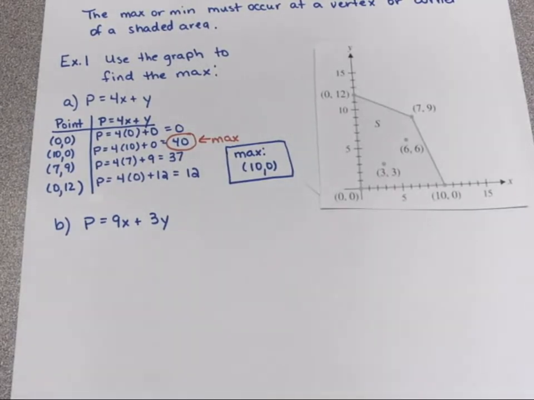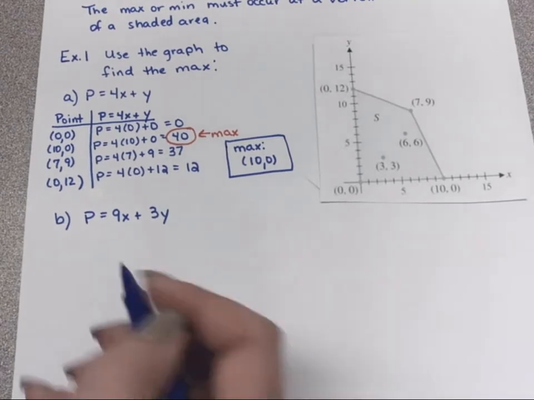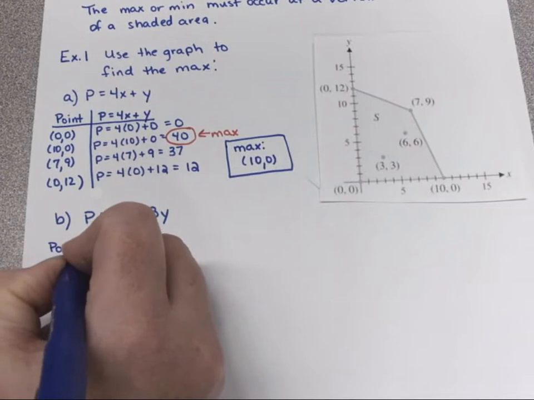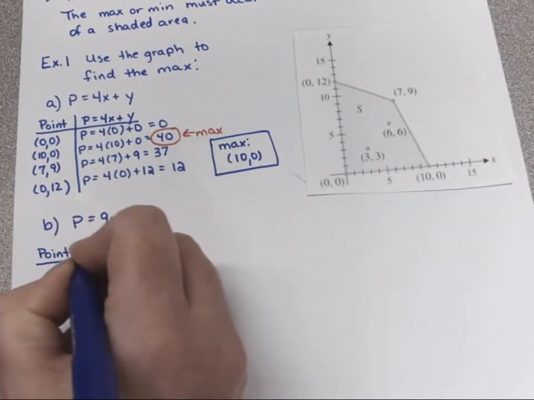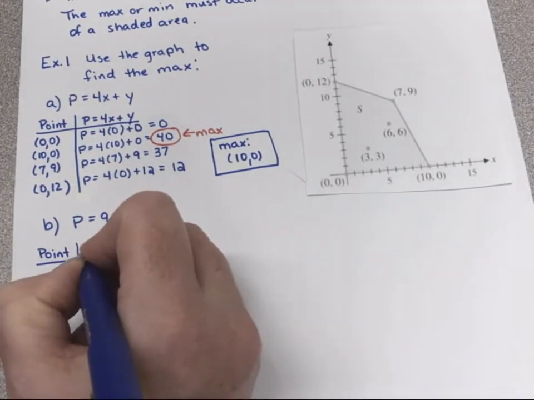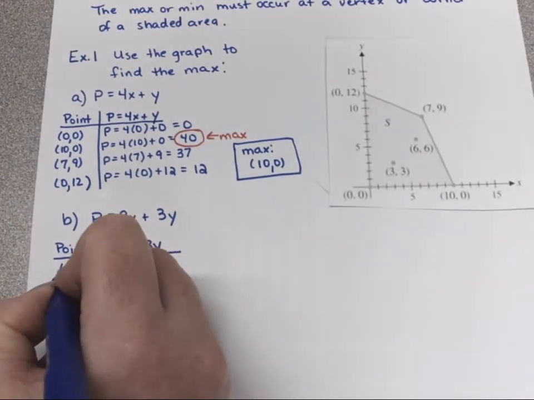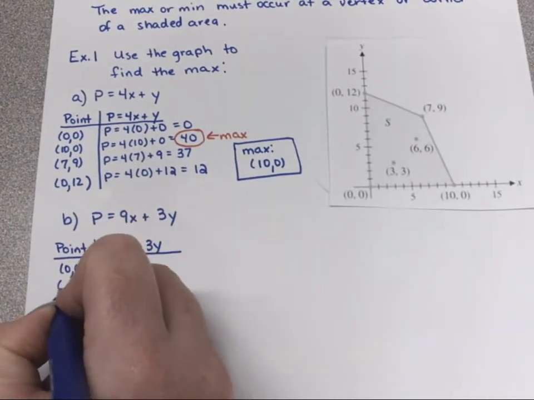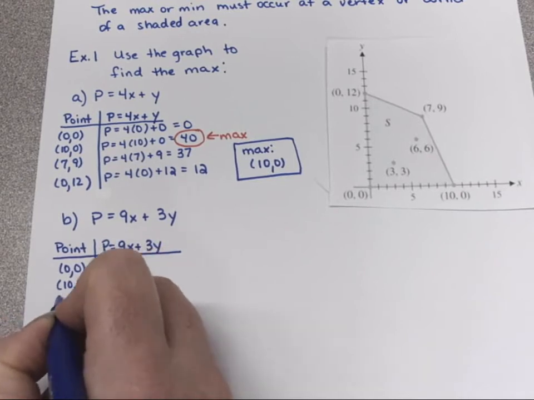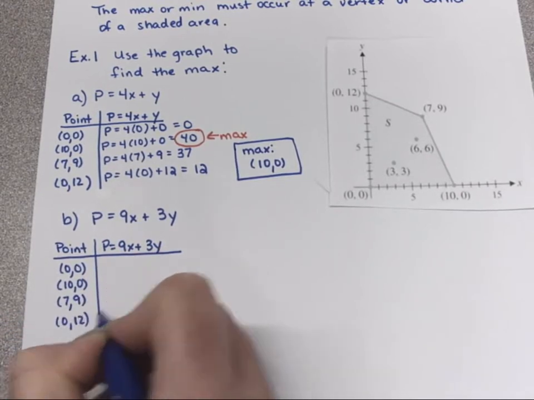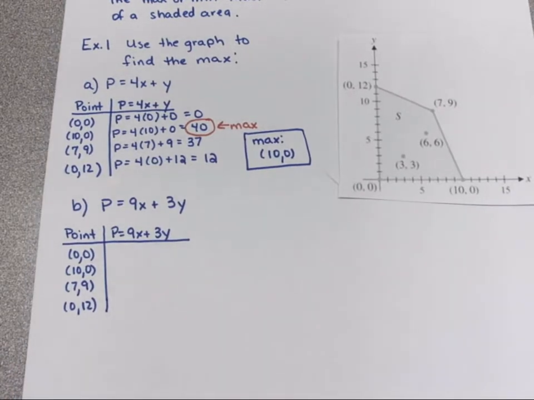All right, so let's look at part B. Notice that the points are not going to change, but the profit equation does change. So I'm still going to compare only the corners. That's what the method of corners tells us. We don't need to pay any mind to the points on the inside because those are never going to be the max.